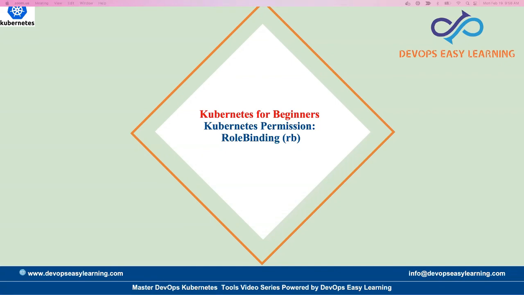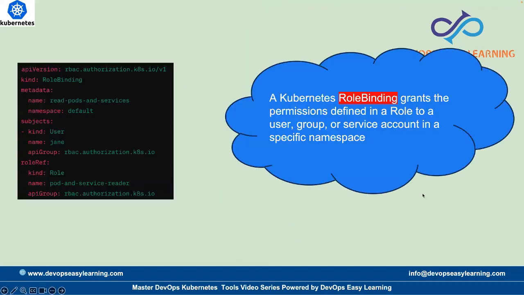Today we are in our sub series of Kubernetes permission, and today we are going to talk about role binding. So what is a role binding in Kubernetes? In simple language, guys, a role binding in Kubernetes is just a mechanism that Kubernetes uses to attach a role to a user, to a service account.